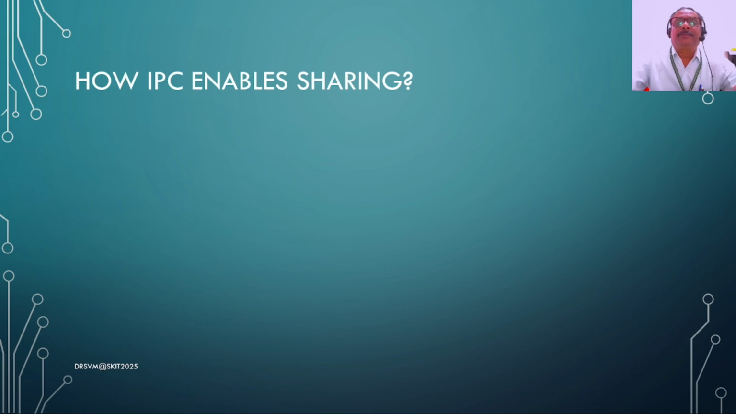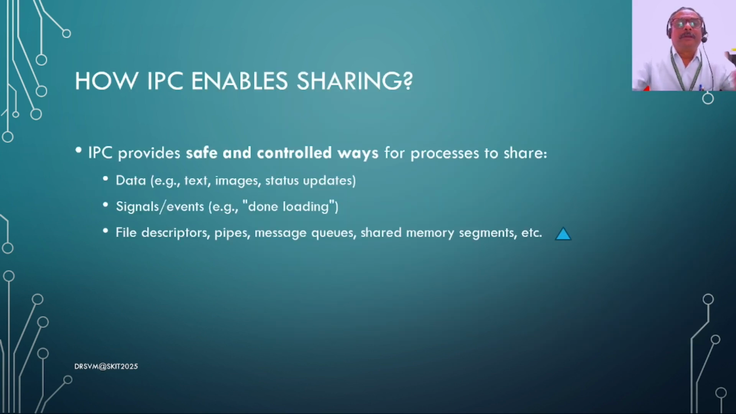So how does IPC enable sharing? IPC provides safe and controlled ways for processes to share data, that is text, images, status updates, and all that, allowing communication between the processes. And then signals or events: like one process wants to read data from the secondary drive, and there is another process which is responsible for reading the secondary drive. So the first process will request the other process to read the data. Then the second one will start reading it. When the reading is done, it will return a message saying that reading is done, and this is what I read.